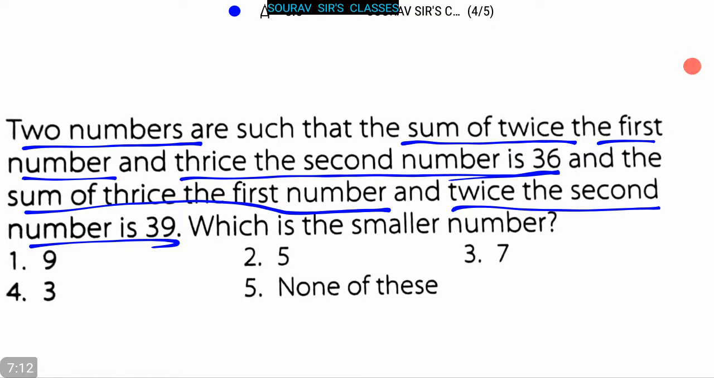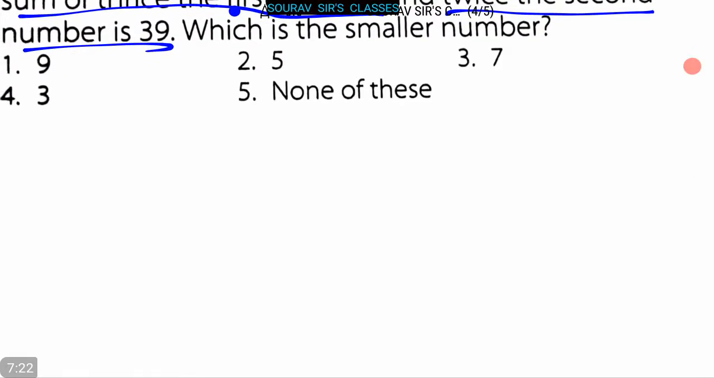Now we have to find which is the smaller number. So at first we have to find out the numbers. So let the numbers be x and y.